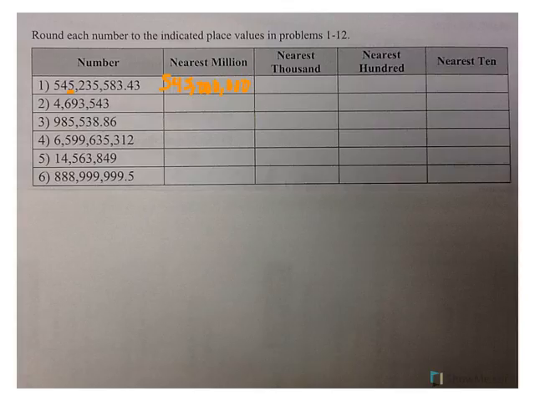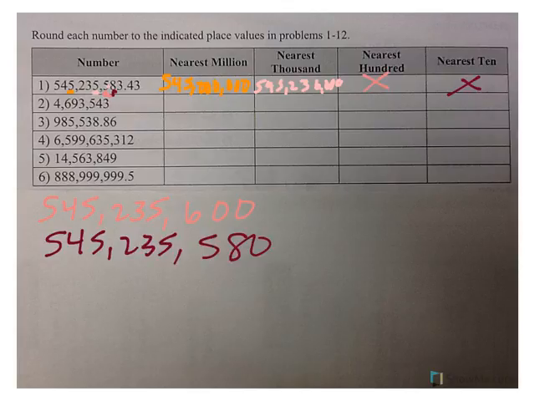Now, nearest thousand. Well, 1,000 is this 5. The 5 past that rounds up, so I've got 5, 4, 5, 2, 3, rounds up, 6, and then 3 zeros. It's hard to do, I can't write this small. Nearest 100, well, 100 is here, 8 rounds up. So this spot is going to be 5, 4, 5, 2, 3, 5, and then we said 8 rounds up, so 600. And the nearest 10, 10 is that 8, we look at the 3, so the 5, 4, 5, 2, 3, 5, 580.